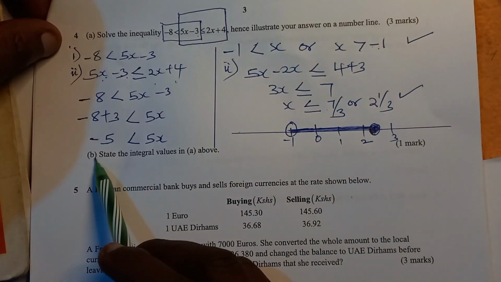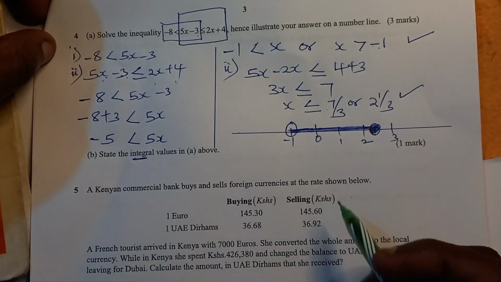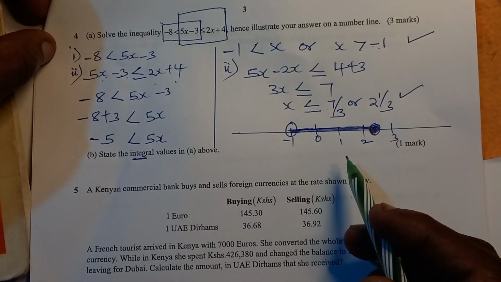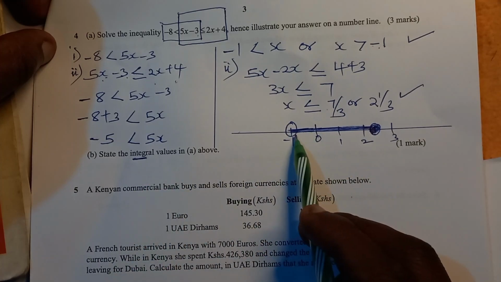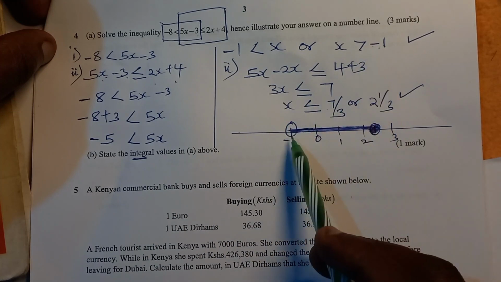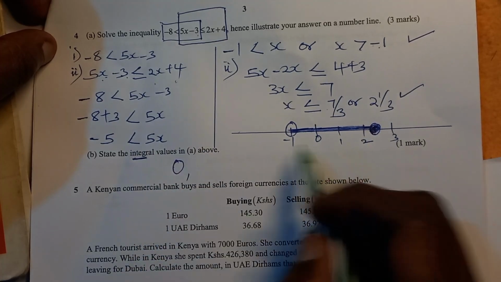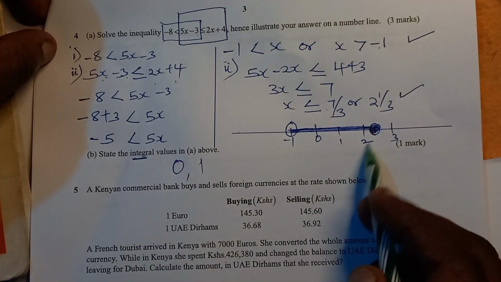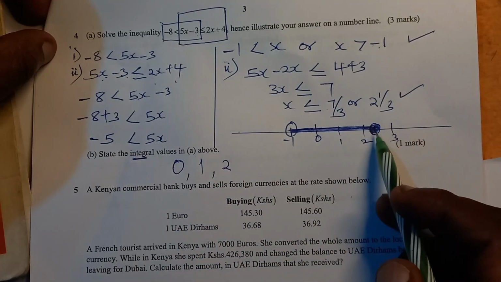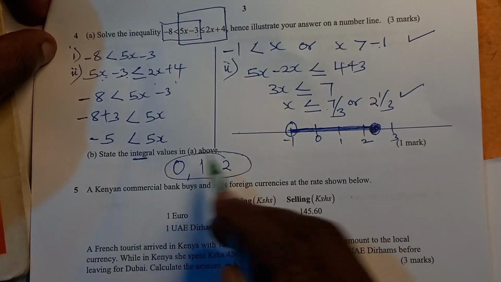Now, in part B, state the integral values. Integral values should be positive or negative whole numbers only. No decimals, no fractions for integral values. So the values that are going to satisfy these, remember x is greater than -1, so -1 will not be part of the solution. The first one will be 0, then we have 1, and then 2. Remember, 2 and a third will not be inclusive because it is not an integer. We need the integral values. So these 3 are the ones that we're going to take.